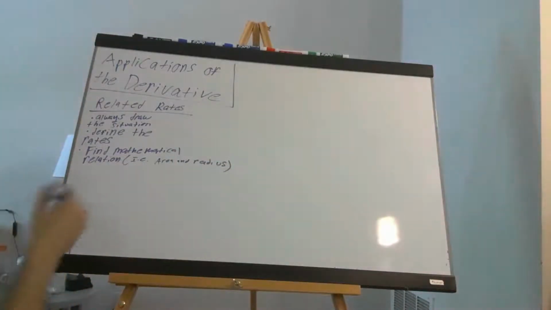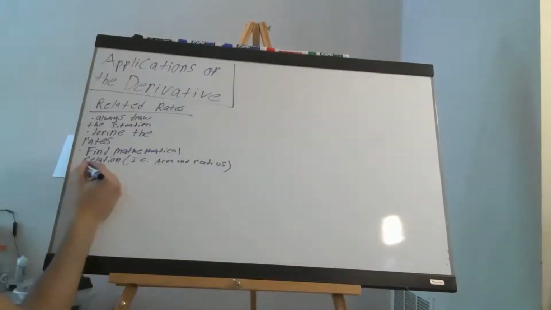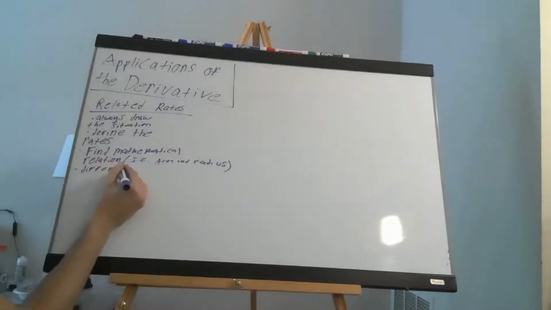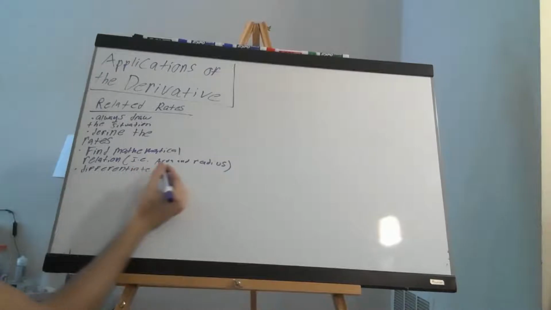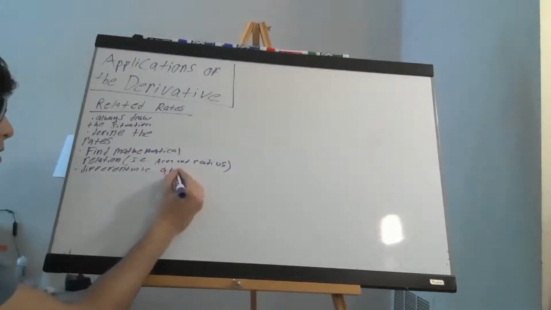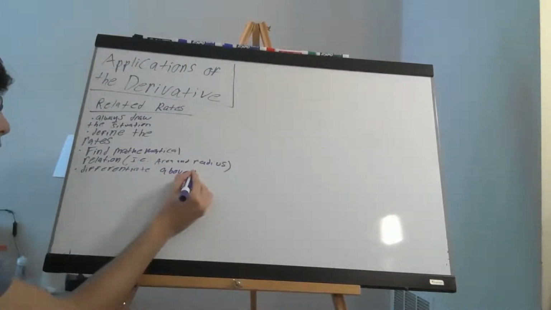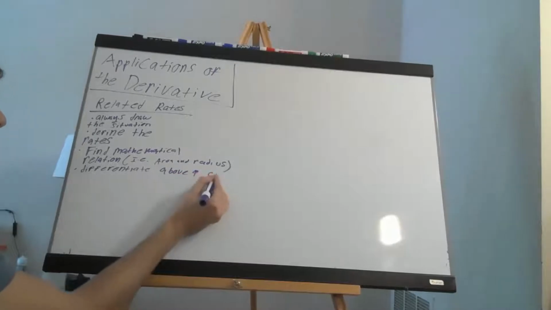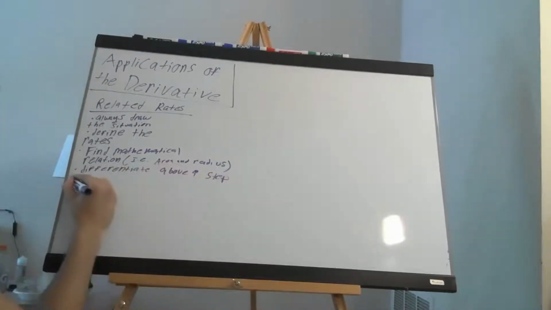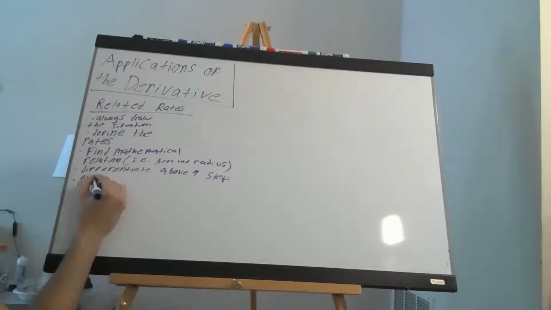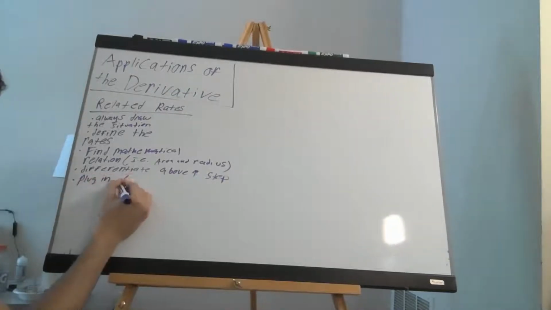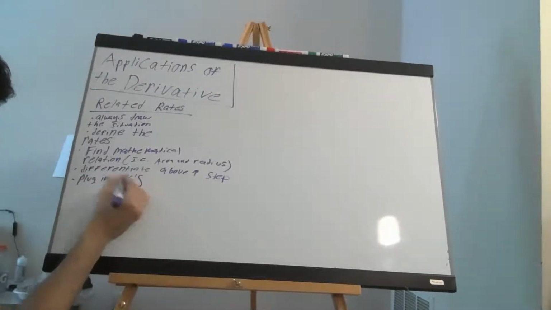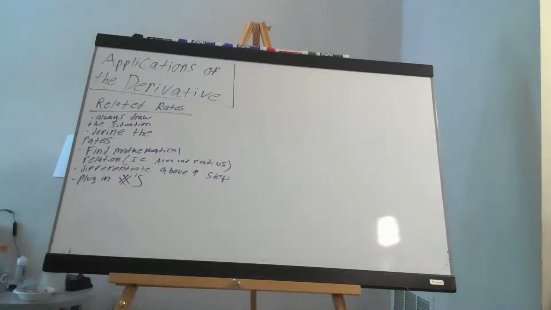Mathematical relation, and then differentiate the above step. And finally, plug in numbers. So those are our basic rules for related rates.